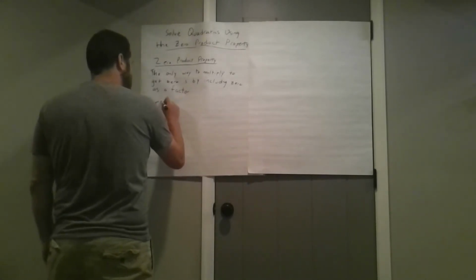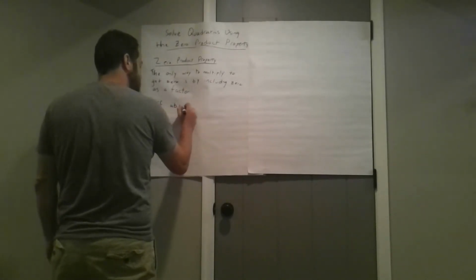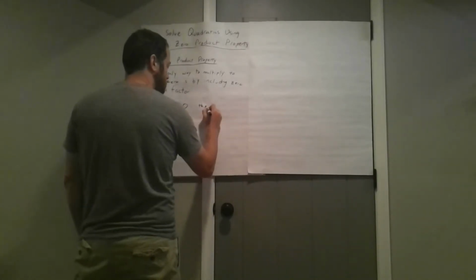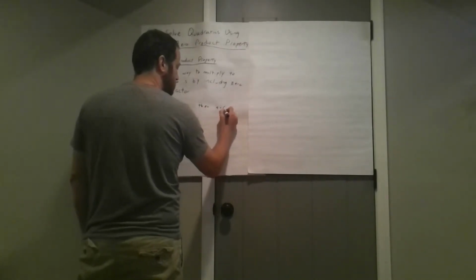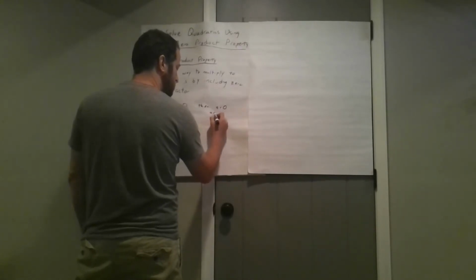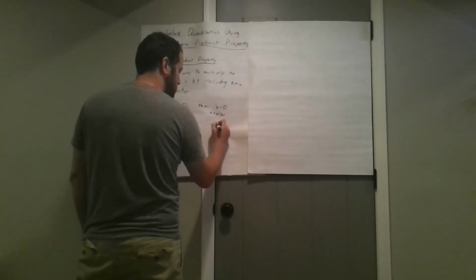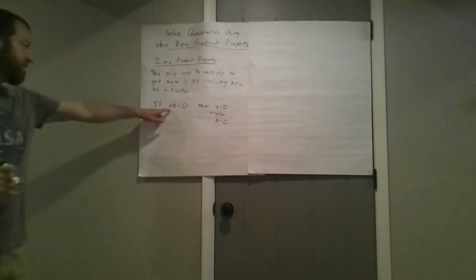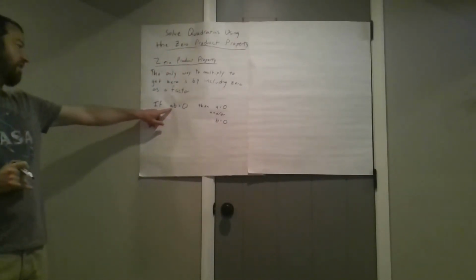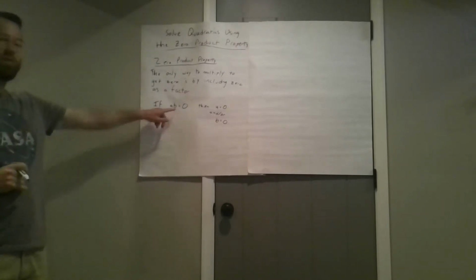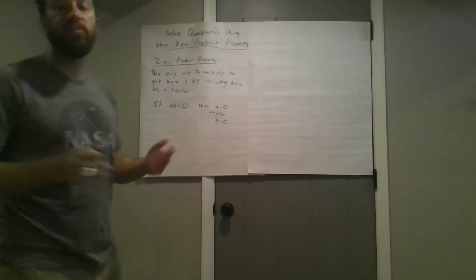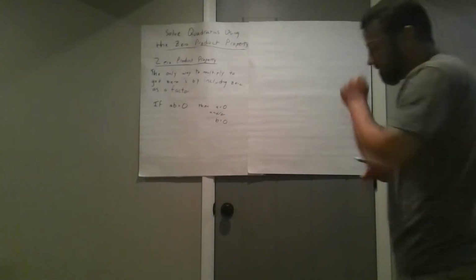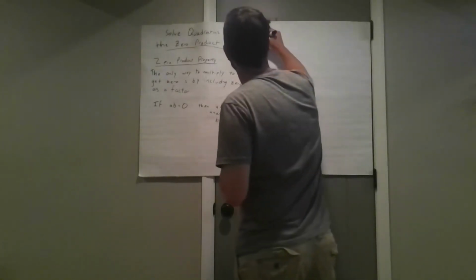And what that is, if A times B equals 0, then A equals 0, and/or B equals 0. So if A times B equals 0, then either A has to be 0, B has to be 0, or both of them need to be 0, or it's not true. So let's look at some examples.